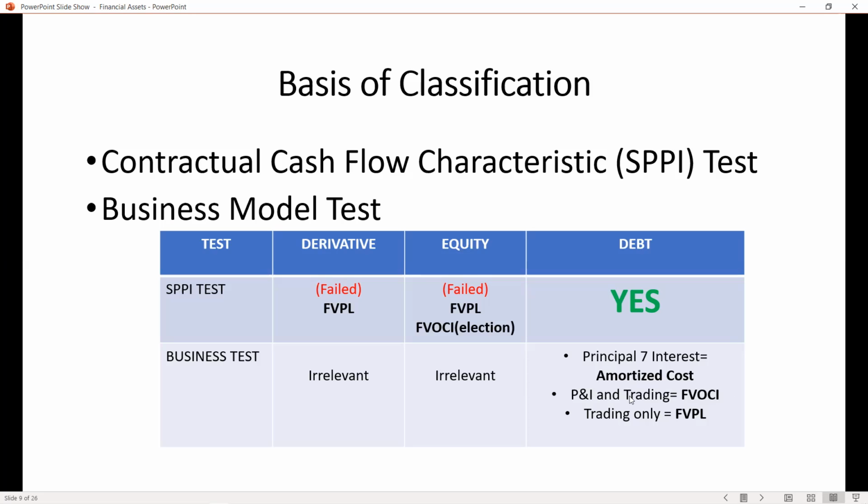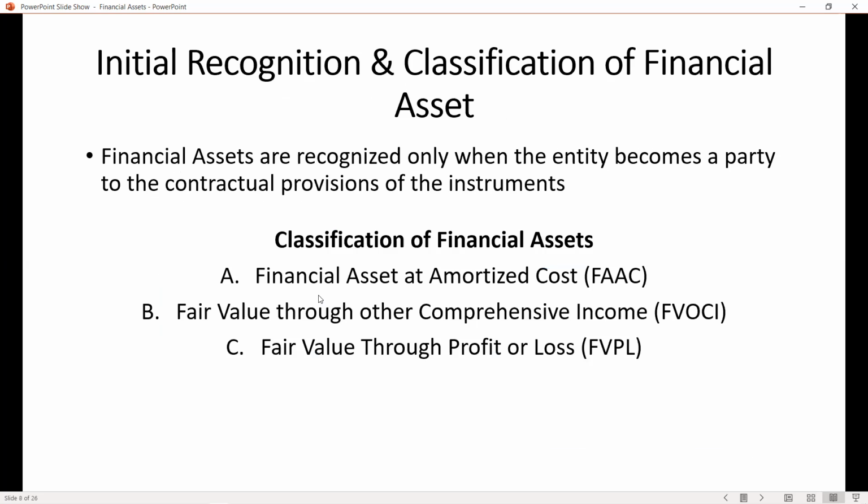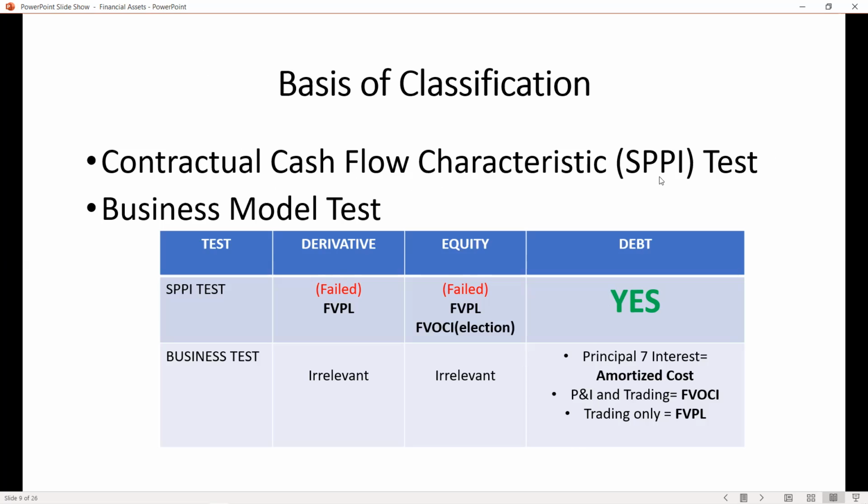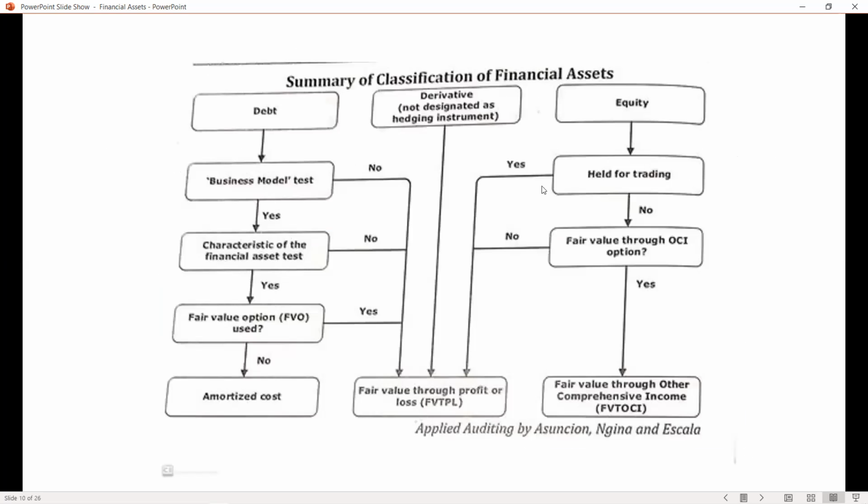Kapag naman ang debt securities mo is ibibenta mo lang at saka wala kang pakialam doon sa principal and interest kung makukuha ba or hindi, i-measure mo siya through FVPL. So, yun yung dapat nating tandaan under business model test and contractual cash flow. Kaya we have these three classifications. Saan sila nanggaling? Dito sa contractual cash flow test and business model test.